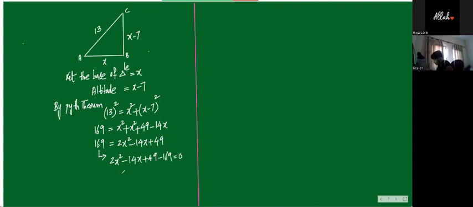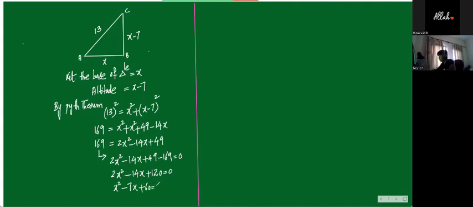So then if you further simplify, we get 2x square minus 14x, and from 169 we subtract 49, we will get what? 120 is equal to 0. Now if you notice, it is all divisible by 2. So x square minus 7x plus 60 is equal to 0.